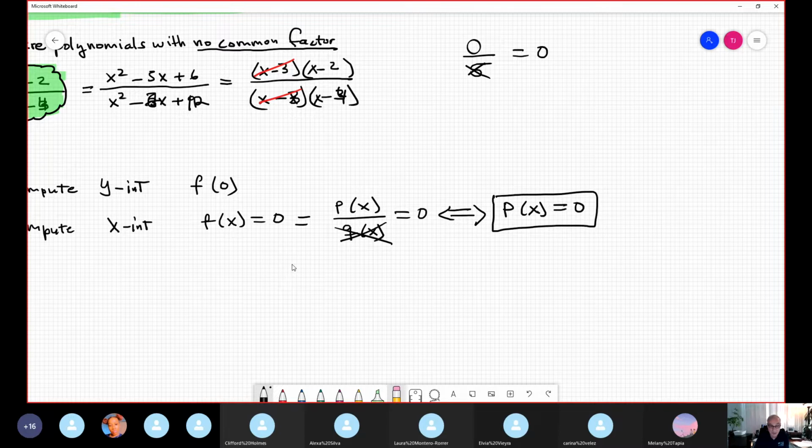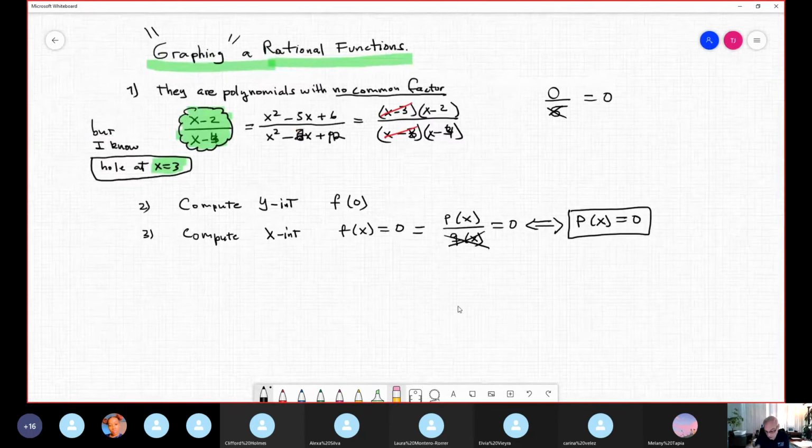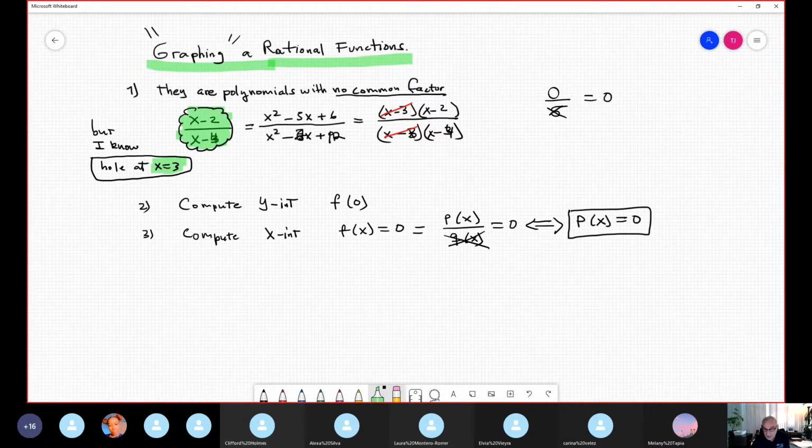So basically you take the polynomial at the top, you enforce it to be equal to 0, and you solve it. If it's quadratic, you have two solutions, so we have 2 points. If it's another degree, we have more points. But this is the solution of P of X equal to 0. This is the formula for finding specifically, in a rational function, the X-intercept. And the formula for finding the Y-intercept is easy. It's just arithmetic, evaluating at 0. That's it.